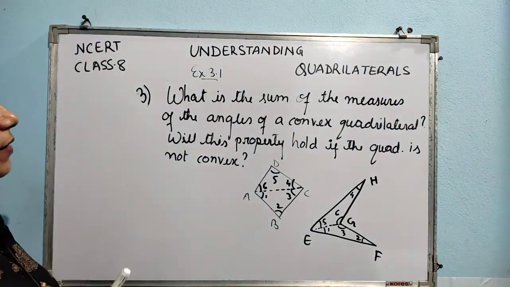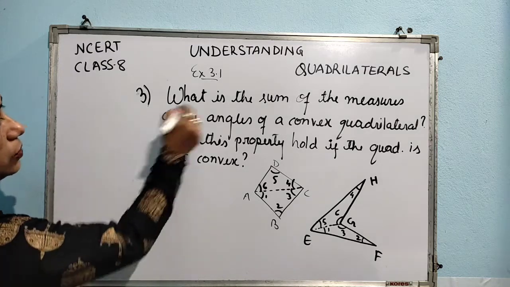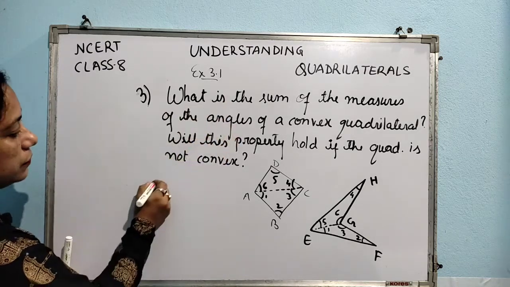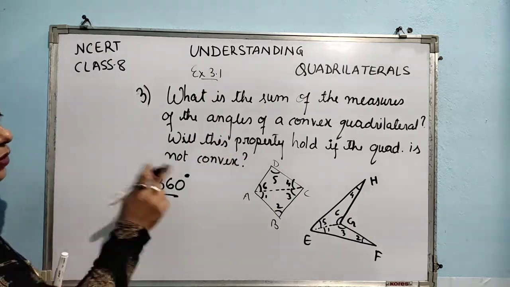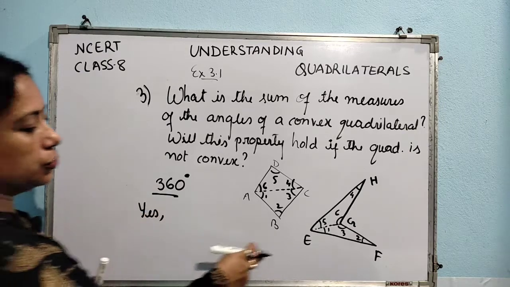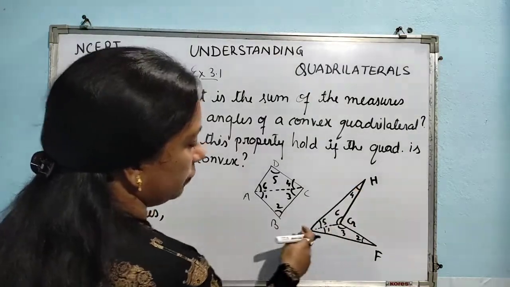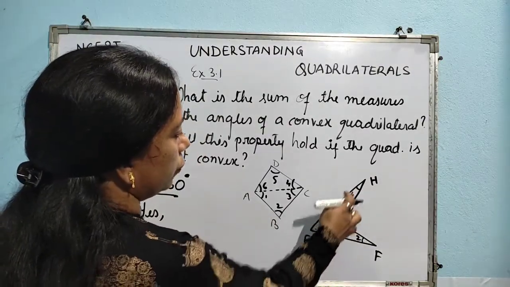So here while writing the answer, what will you write? What is the sum of the measures? You just write the sum of the measures of all the angles of a convex quadrilateral is 360 degrees. Will this property hold if the quadrilateral is not convex? Yes. And how will you show it? You will draw a concave quadrilateral and mark these angles as 1, 2, 3, 4, 5, 6.